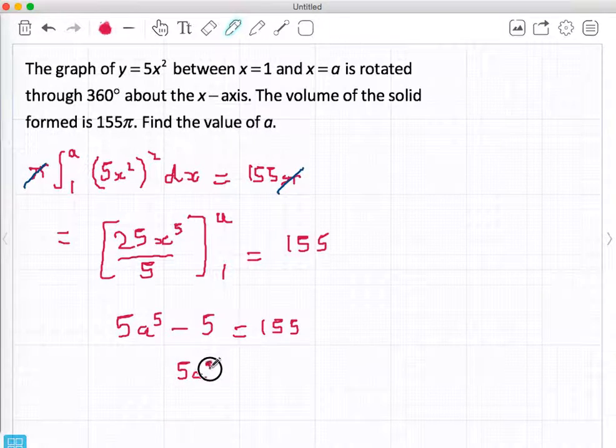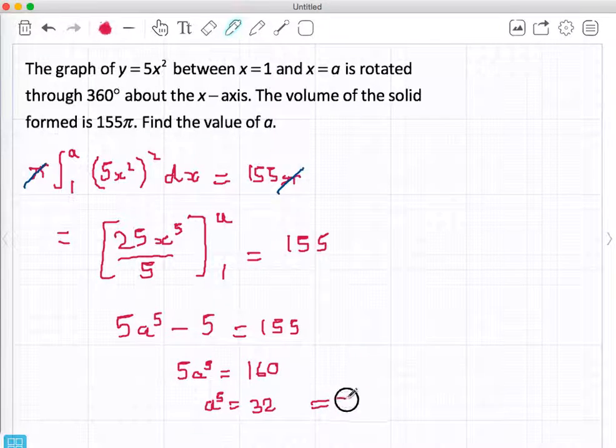Now, there are various ways I can solve this, but I think I want to add 5 to both sides to make it 160. Divide both sides by 5, and this is going to give me 32. Therefore, a equals 2, because 2 to the power of 5 is 32. So it looks like an intimidating question, but it's really quite straightforward, and because it's a non-calculator paper, the numbers are nice to deal with.